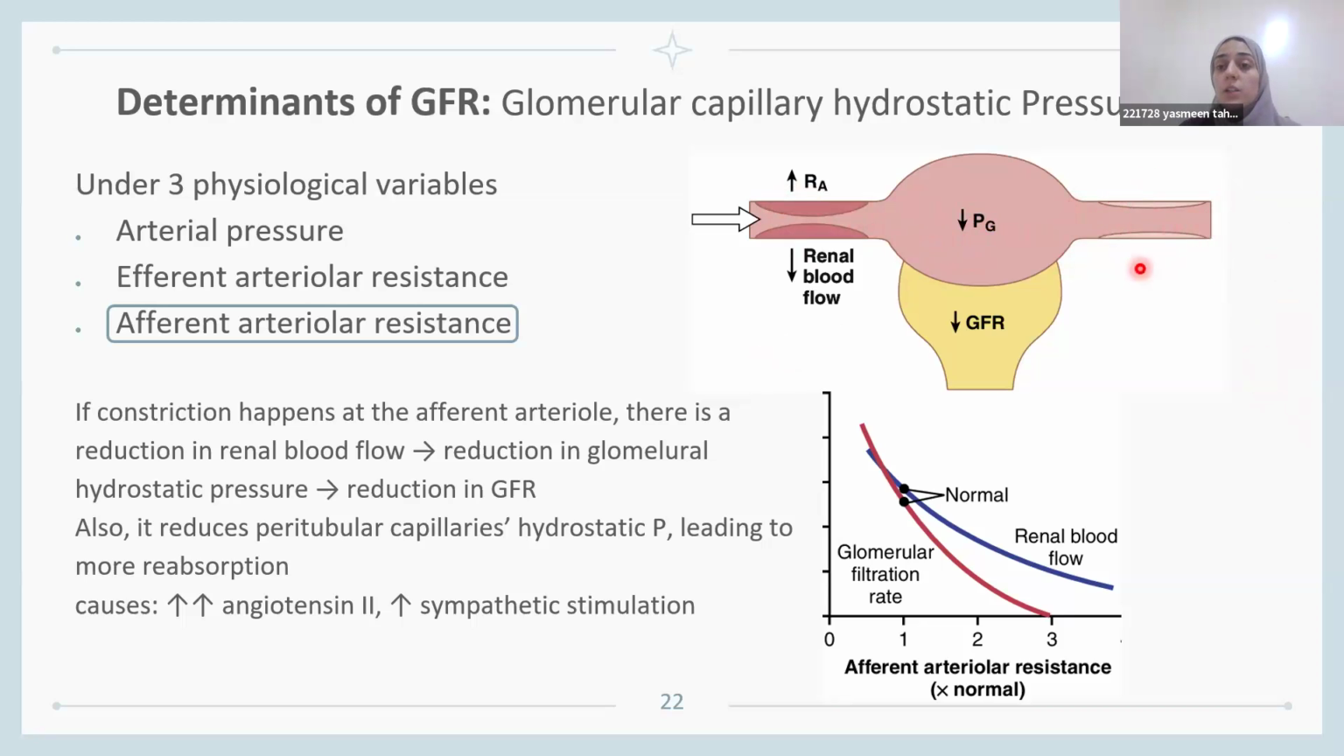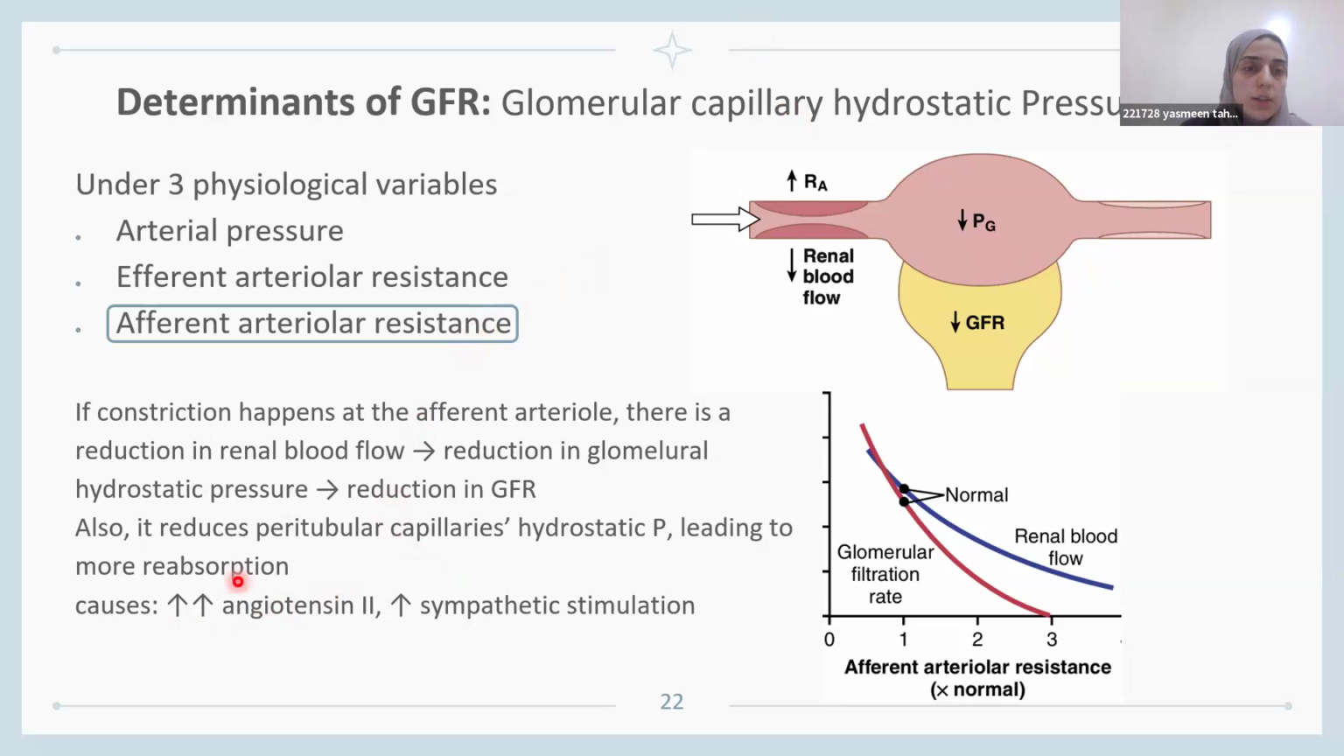And same case if the constriction is here. If the vasoconstrictor is applied here, yes, we will have higher GFR, but again, the blood leaving the efferent arteriole is less. So peritubular capillaries are going to have less hydrostatic pressure, and that will lead to more reabsorption. That's something we will discuss by the end of this lecture, the peritubular capillaries and how they're affected by the different resistance.